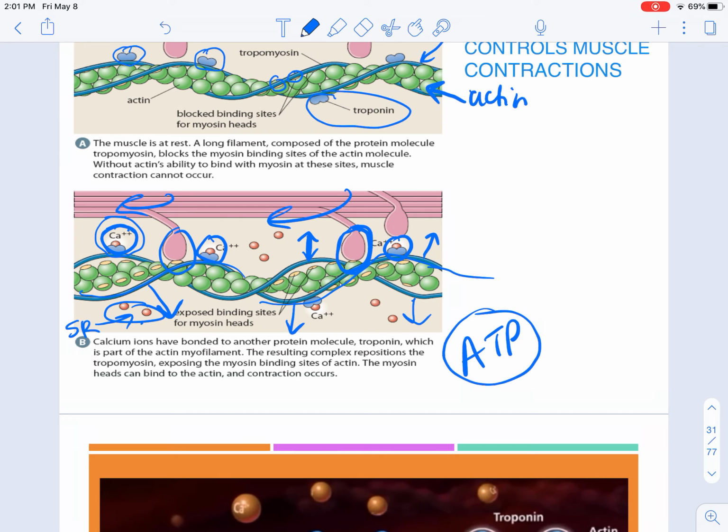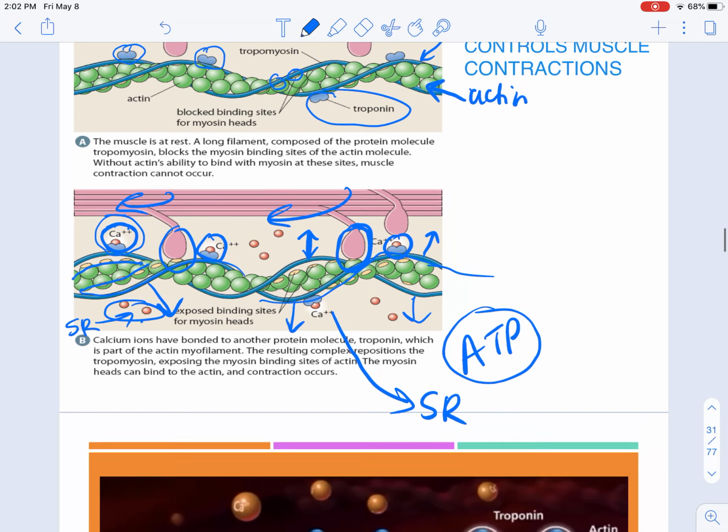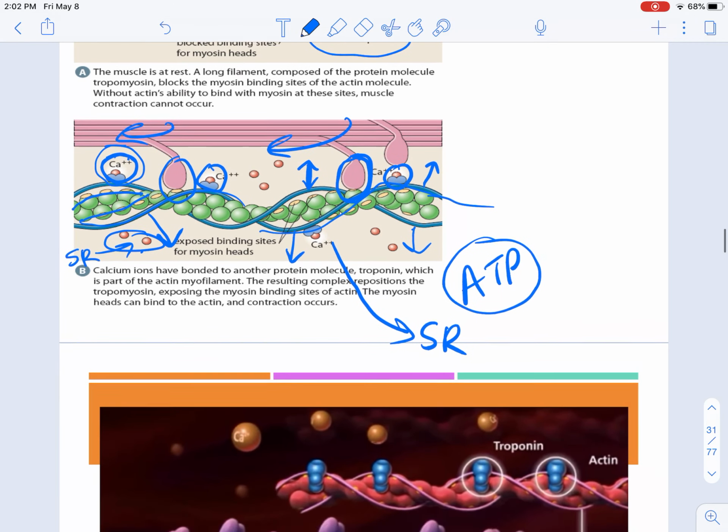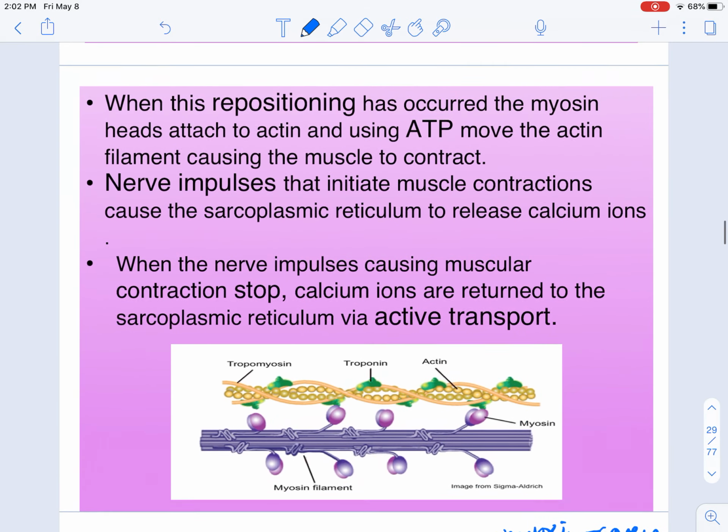It'll pull again and pull it further, detach with ATP, pull it again. And this contraction can continue until the message is that we can relax our hand, in which case the calcium gets collected back up into the SR. And if calcium is gone, then tropomyosin will cover up the binding spots again, and our muscle will totally slide open and relax. So that is the process of muscle contraction.